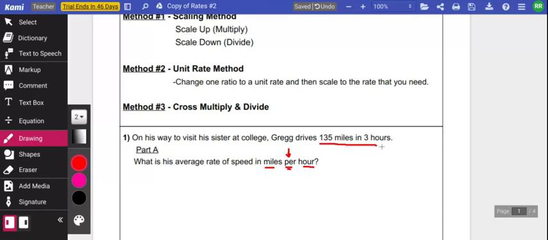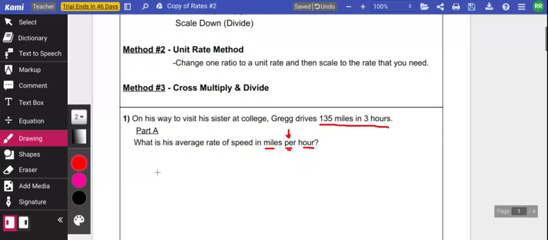Okay, so he's going 135 miles in 3 hours. So I could write it like this: 135 miles, per is the horizontal fraction bar, and then hours on bottom. So he went 3 hours, right? 135 miles per 3 hours. If I want his average rate of speed, I want the unit rate. How many miles in 1 hour?